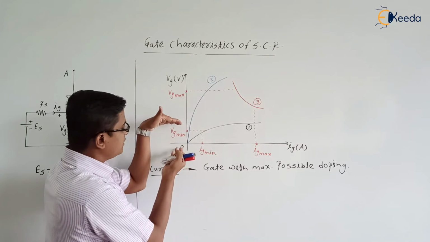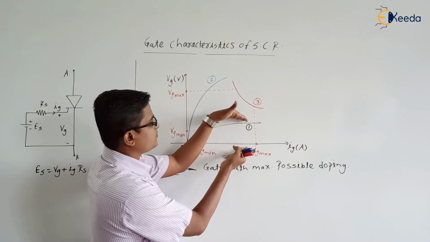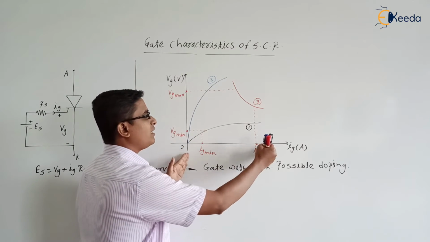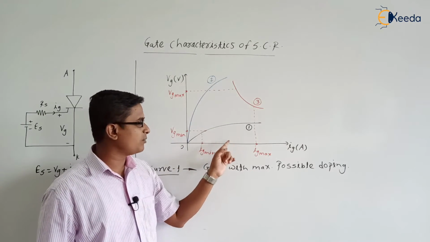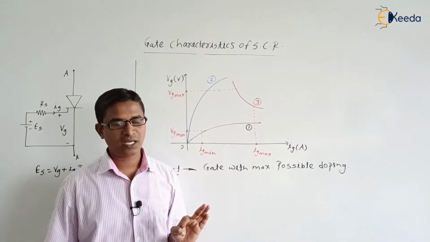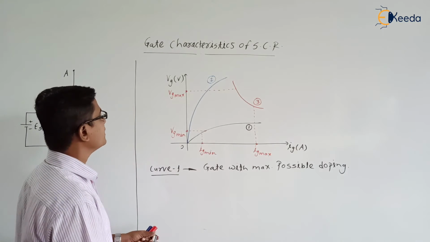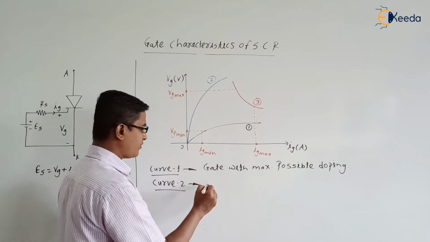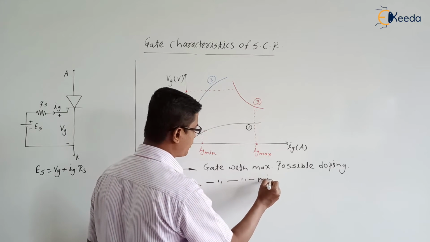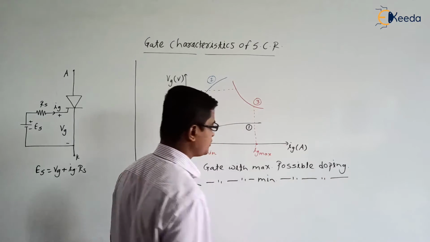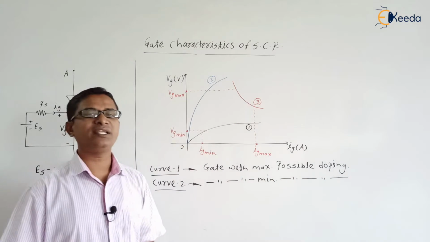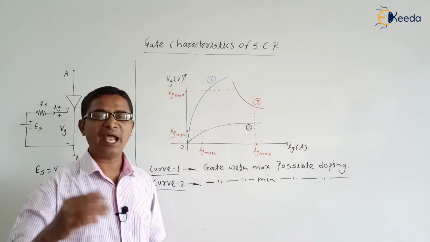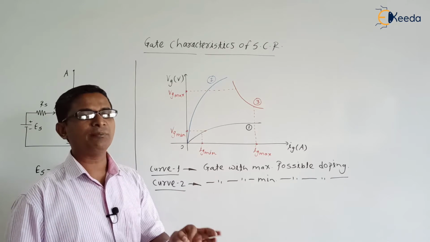So if you check, for the curve 1 the corresponding Vg is only this much, but what is the Ig? Ig is varying very largely. Are you getting the point? So curve 1 is almost parallel to your Ig axis. Second curve we are having, curve 2, it is the curve when the gate has minimum possible doping, means now we are having the inner p-type layer which is doped at the minimum possible level.